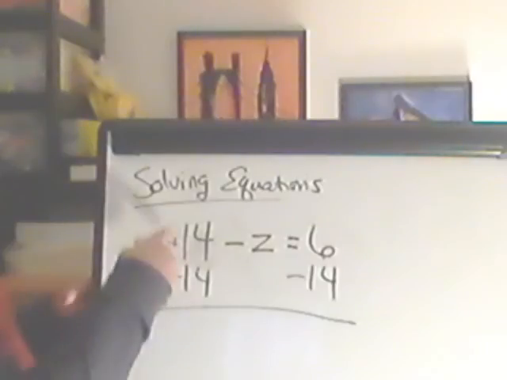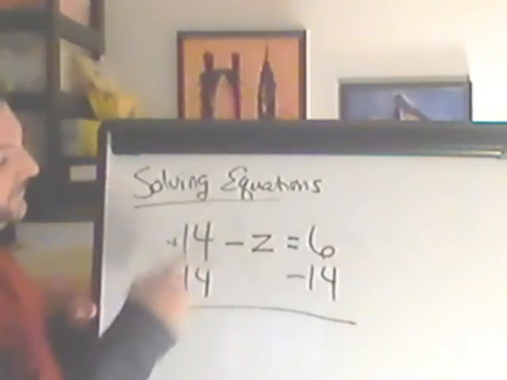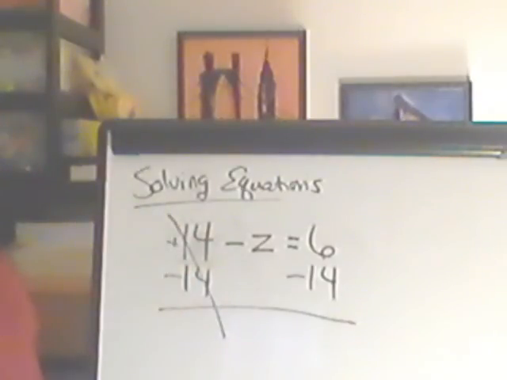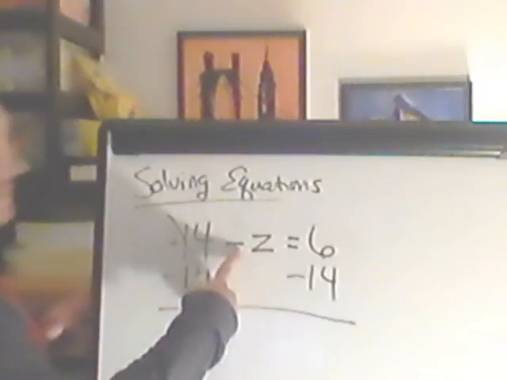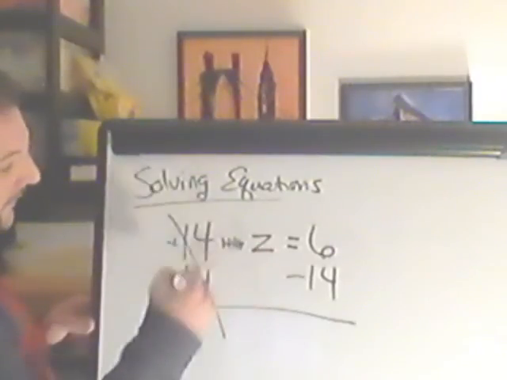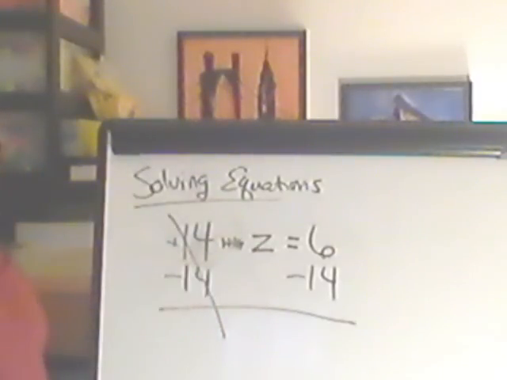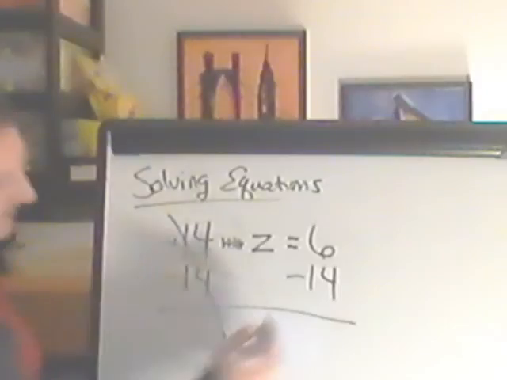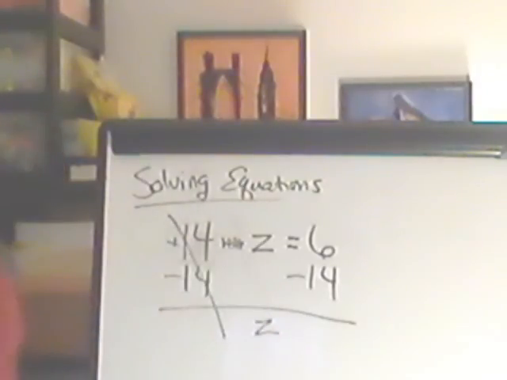Now, obviously these two cancel out. Plus and minus, same number. Goodbye. I don't need this anymore because there's nothing in front of it anymore. So it's just a plain old z. Now, drop down the equal sign.